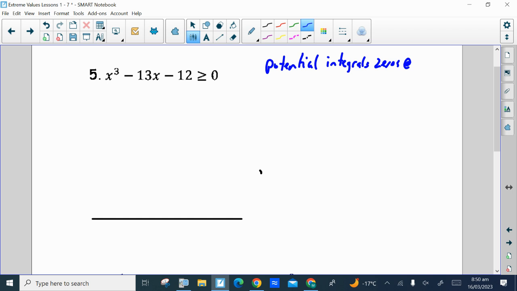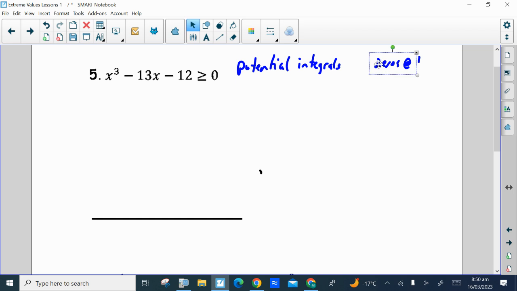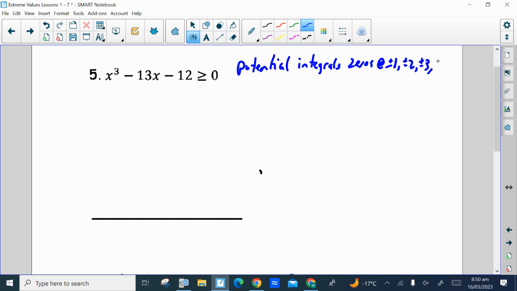And they come from the factors of the constant term, in this case, -12. So what numbers multiply together to get -12? They will be plus and minus 1, plus and minus 2, 3, 4, 6, and 12. Those are the different combinations of numbers that we would multiply together to get the constant term of -12.